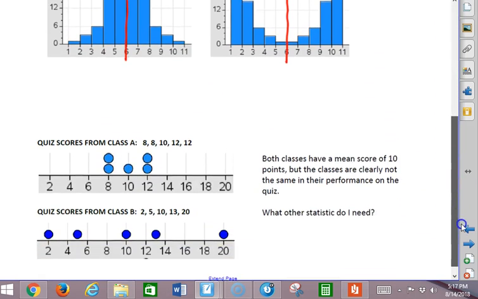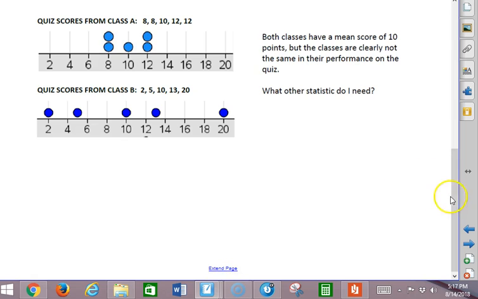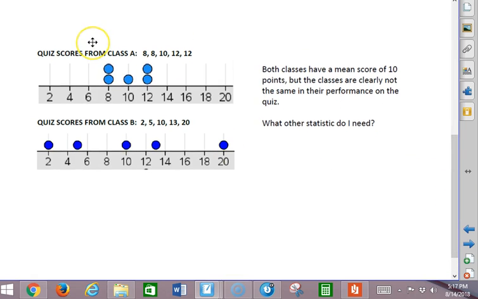Another way to look at this would be here we have these quiz scores. We have a mean of 10 points, and we can talk about the range. Like this has a range of only 4, whereas this has a range of 18. So we can tell that even though both classes did about the same average score, this class has a much wider spread than this.